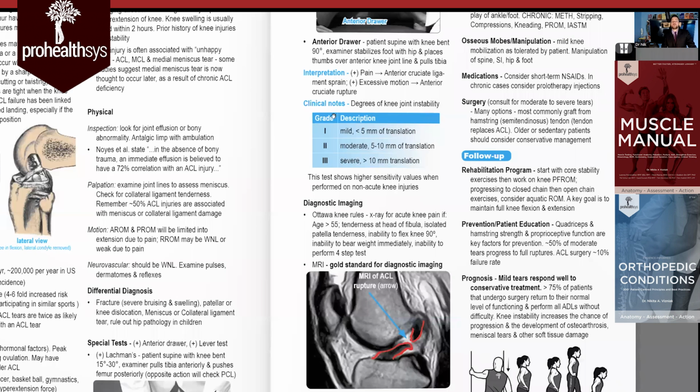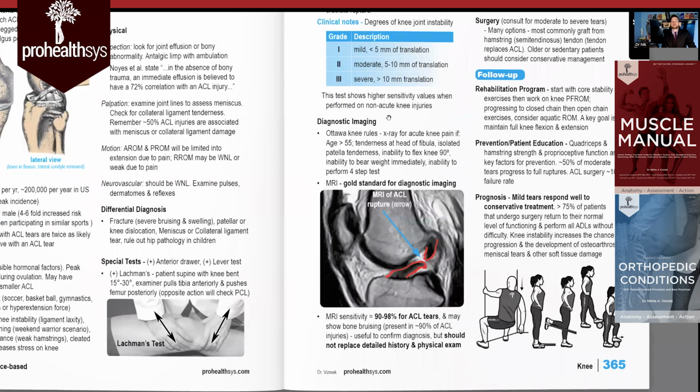Diagnostic imaging, Ottawa knee rules are going to be there to rule out fracture. And this is your basic fracture screen that you would follow. So over the age of 55, history of significant trauma, dark black bruising, pinpoint bony tenderness, inability to flex 90 degrees, failed 4-step test, all of that probably warrants imaging, would be a good idea for your patient.